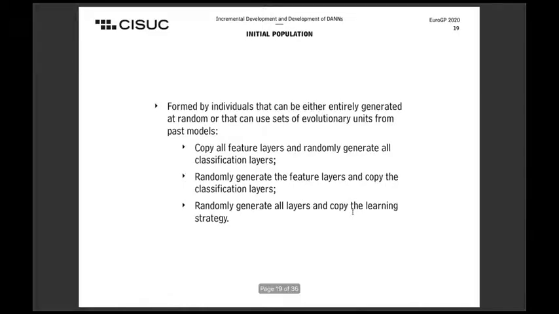And as such, the individuals in the initial population can be formed, in the case of convolutional networks, by copying all the feature layers from the best solutions and generating at random the classification layers, or randomly generating the feature layers and copying all the classification layers, or randomly generating all the layers, even for the classification and the features, and only copying the learning strategy, or any other possible combination of copying and generating at random any of the evolutionary units.